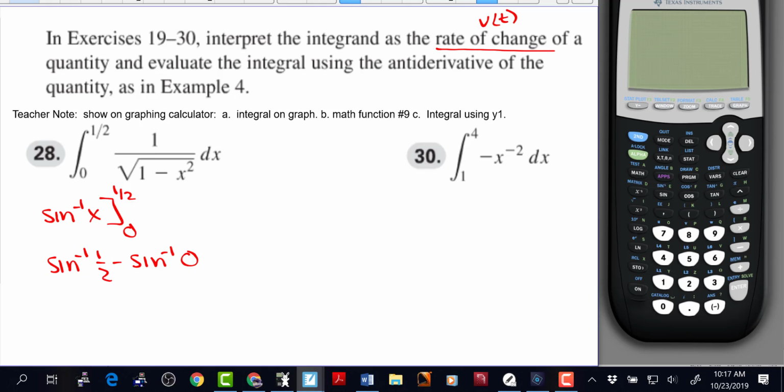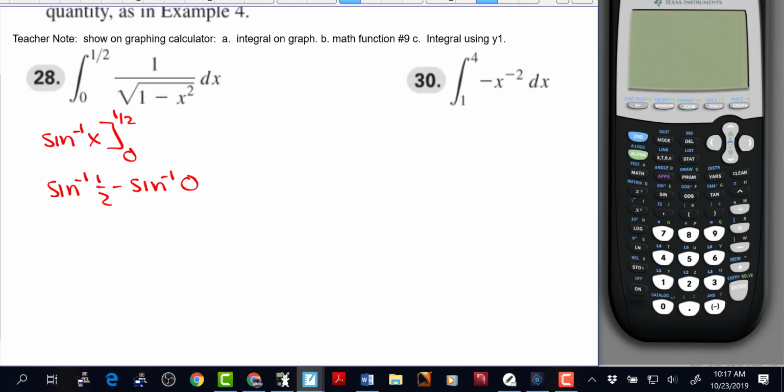So where is sine 1/2? Pi over 6. And sine is 0 at 0. So the answer is pi over 6. So let me show you a couple ways to get this value on the calculator. If you want to play along, grab your calculator.